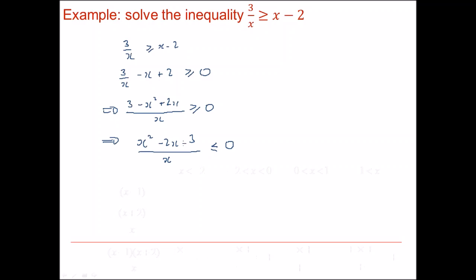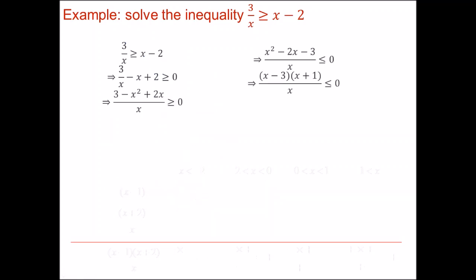The top line then factorizes so that we get x, and in our brackets (x minus 3) and (x plus 1), and we're dividing that by x, to give us that this is less than or equal to 0. And there it is typed out.